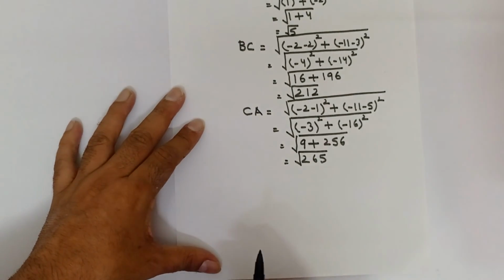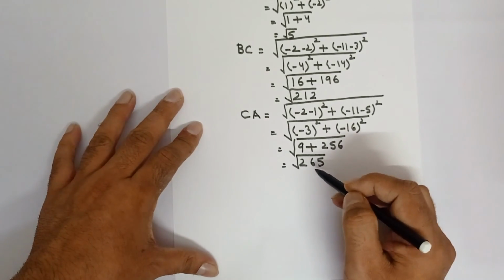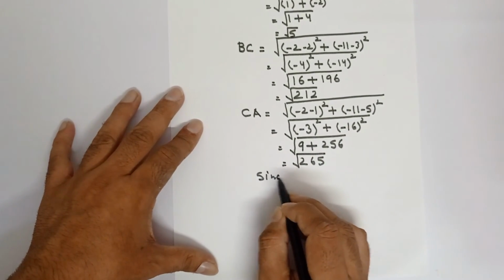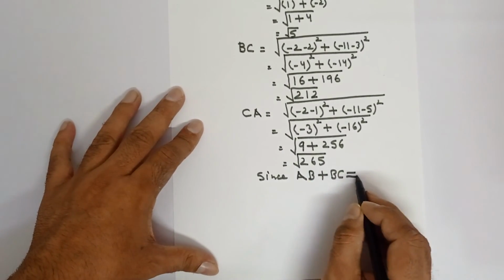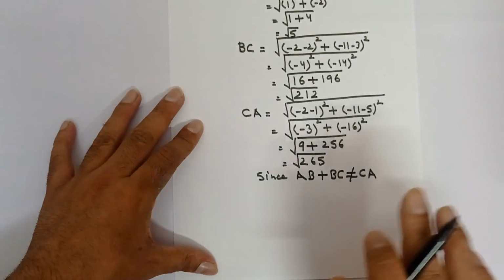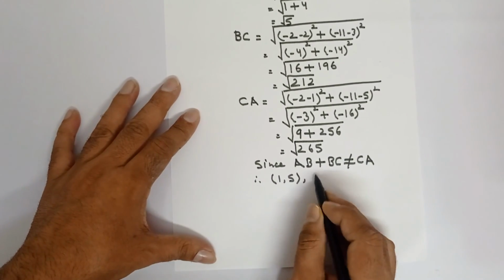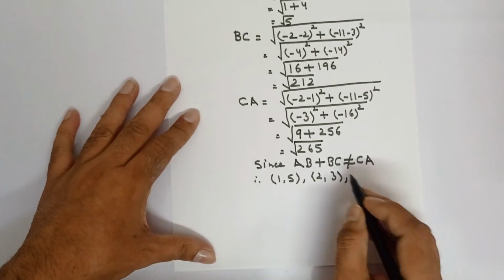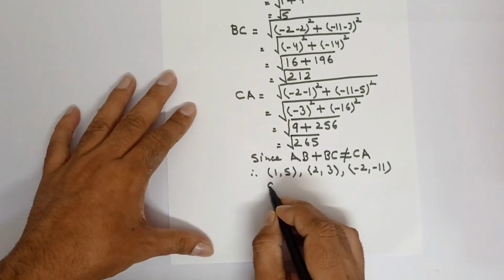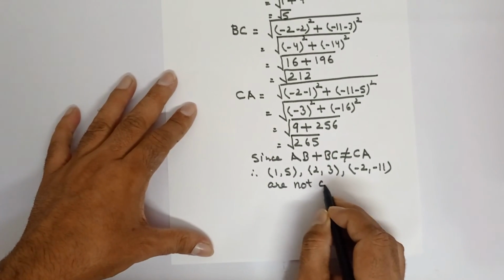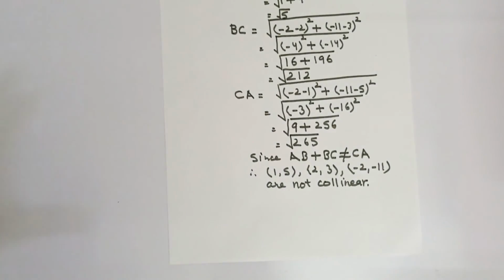Now observe carefully. Can AB plus BC be equal to AC? Never. So you will write, since AB plus BC is not equal to CA, this cannot be equal, therefore 1, 5, 2, 3, -2, -11 are not collinear. They can never be collinear points. I hope the question is clear to you all.